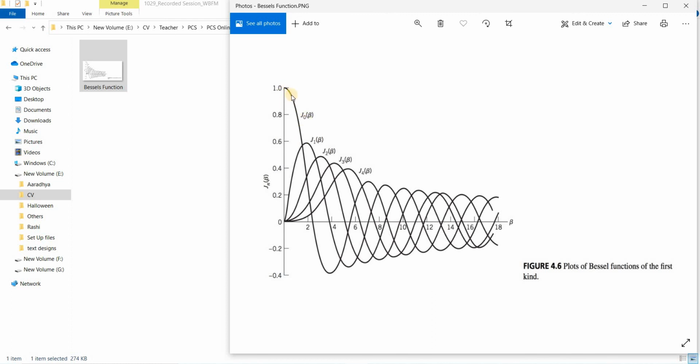You can see J0 of beta is something like a damped sinusoid, and all the others start from 0. As beta changes for a given n, Jn of beta changes. Please note down, as beta changes for a given n, Jn of beta changes, and also as the order changes for a given beta, Jn of beta changes. So this is Bessel's function. These will be the coefficients of the individual harmonics or individual components of the spectrum.